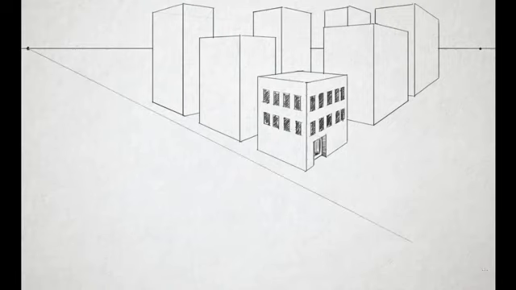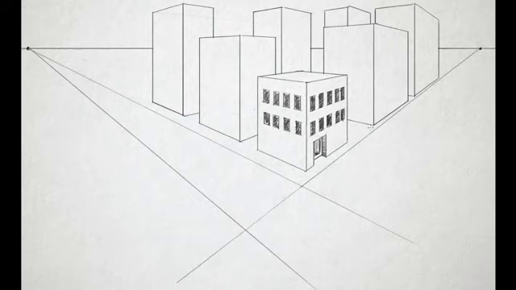Now let's add a couple of roads to the scene. Very easy to do this. We'll draw two lines back to the vanishing point on the left, and then we'll draw two lines back to the vanishing point on the right.